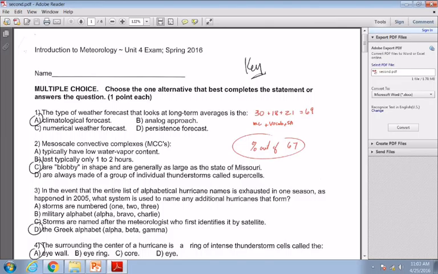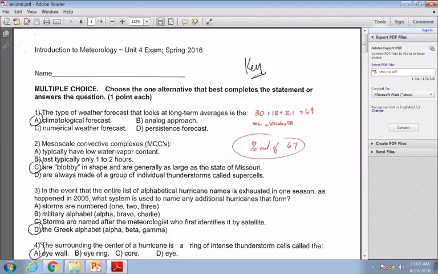So the first one, I was after climatological forecasts, is looking at long-term averages. The second one, mesoscale convective complexes. Actually, this one, number 2, multiple choice, you could have used for your short answer at the end. Mesoscale convective complexes are those multi-cell thunderstorms. And the best answer there is, I even used my quirky word blobby.